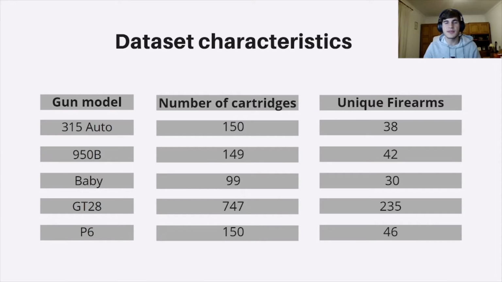But the problem we have with the data set is that it's somewhat limited, so we don't have many individual cartridge images, and it's imbalanced as well. As we can see here, we have a considerably higher amount of cartridges for the GT28 model compared to the other models. Another issue is that the unique firearms cannot be repeated between training set, test set, and validation set.